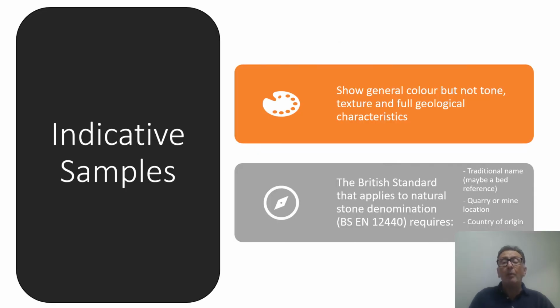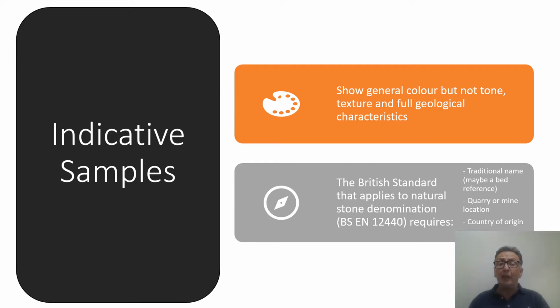It is very common at that preliminary stage of selecting a material that you're provided with what's described as an indicative sample. Quite often, these are small, coaster-sized pieces of stone that give you an indication of the likely appearance of a stone.